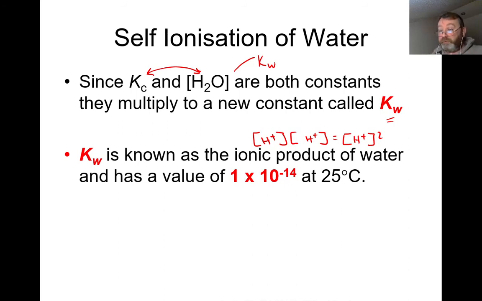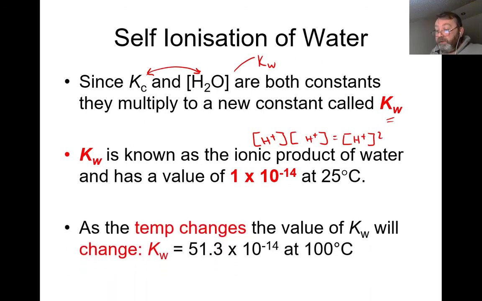Now remember I told you Kw is temperature sensitive. We said this in the previous chapter. All equilibrium constants and all their derivatives are extremely sensitive to changes in temperature. The value of all Ks, be it Kc or Kw, changes at different temperatures. So in this case, you'll notice that it's 1 by 10 to the power of minus 14 at 25 degrees, but it is 51.3 by 10 to the minus 14 at 100.